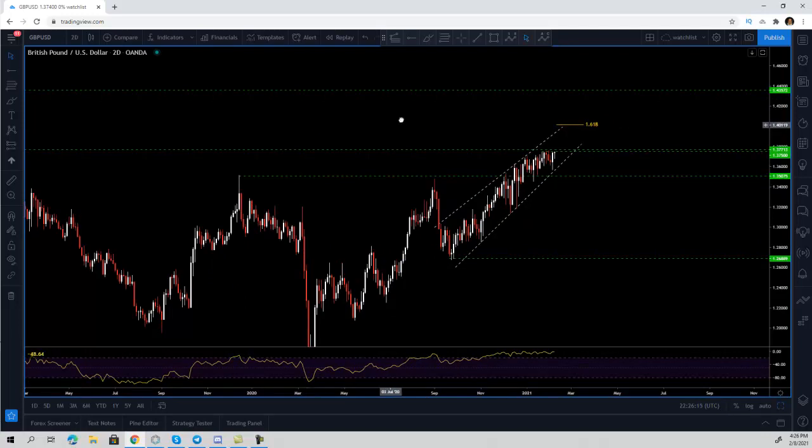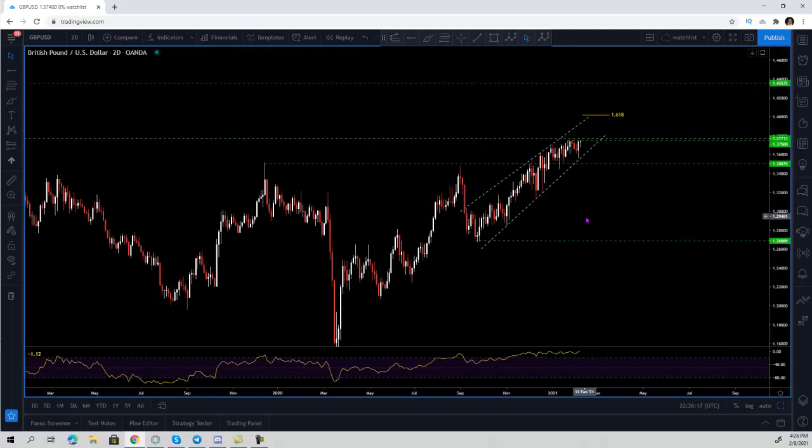That is my analysis on the pound versus US dollar. I hope that makes sense to everybody, and I will be sending this signal to my VIPs.